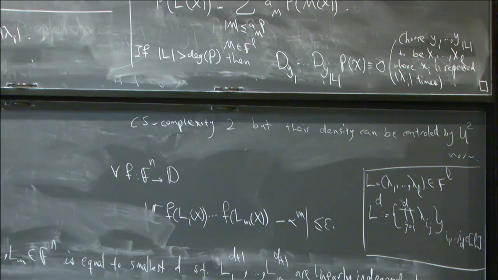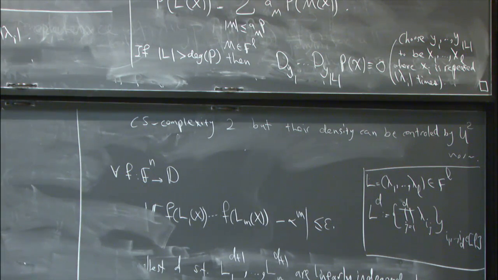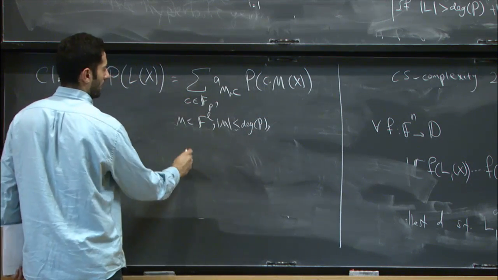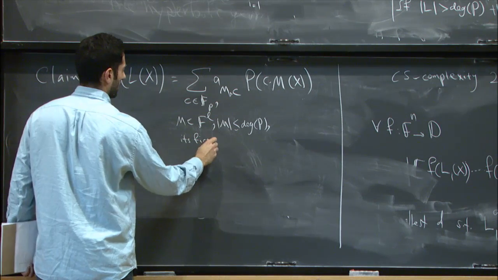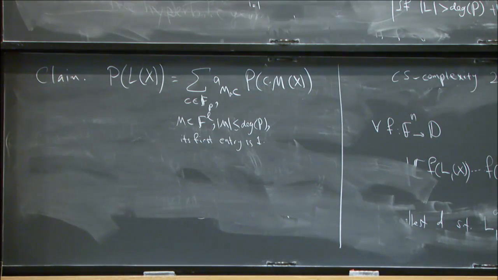So the second claim is that I can actually write P of L of x always as a linear combination of some a_m and c of P of c times m of x, where c is in F_p and m is in F^l, the size of m is less than or equal to the degree of P, and its first entry is 1. So again, we prove this.